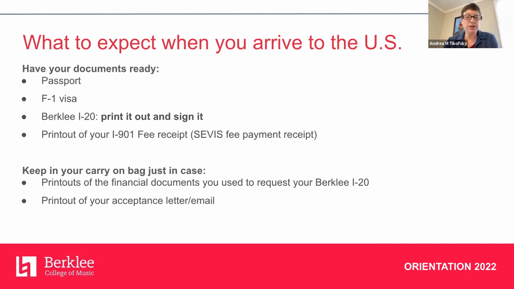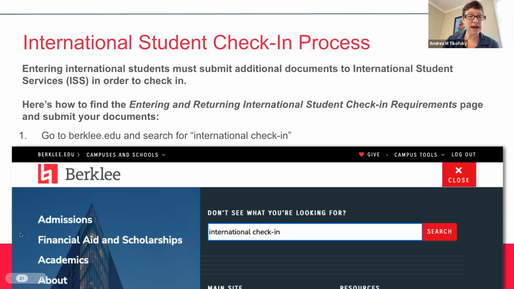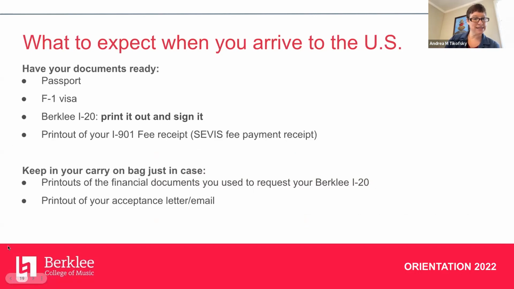You want to make sure that you have a valid passport for at least 6 months into the future as of the date you're entering the US. So be sure you check the expiration of your passport. You could be denied entry to the US if your passport is valid for less than 6 months. So that's why we want you to check that.